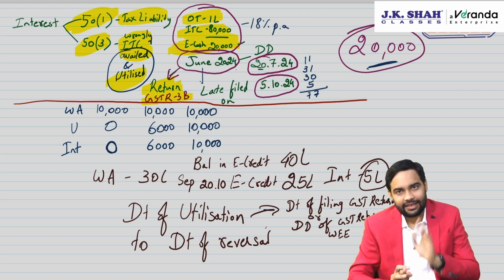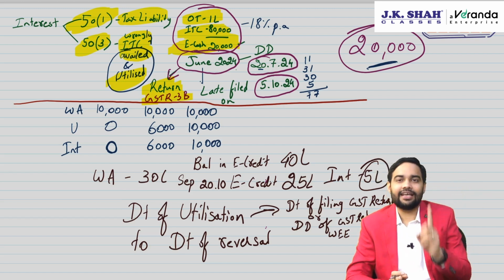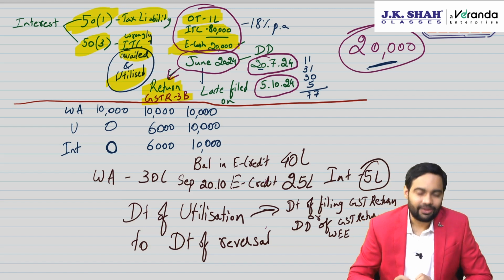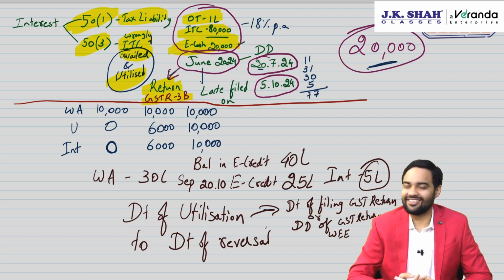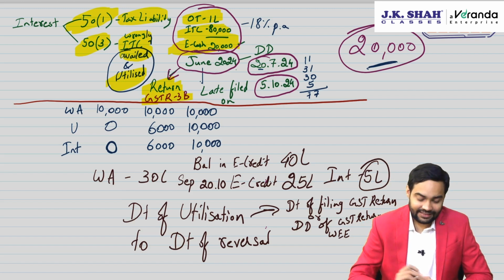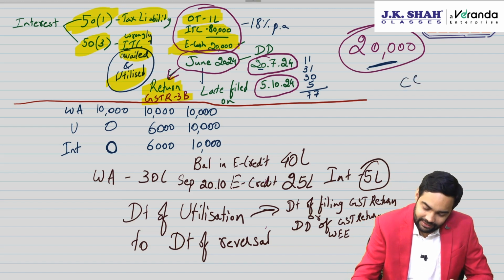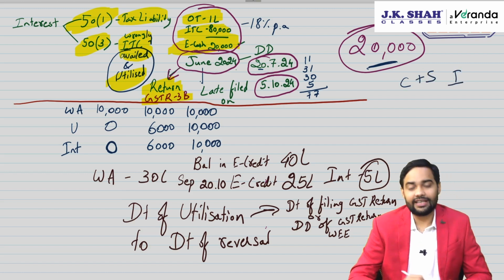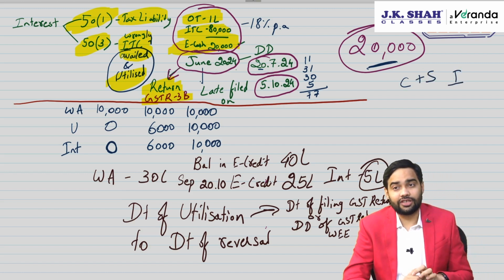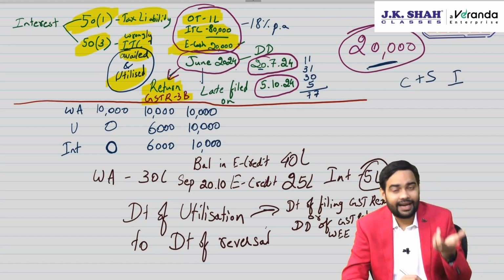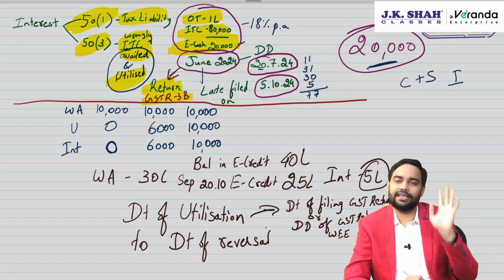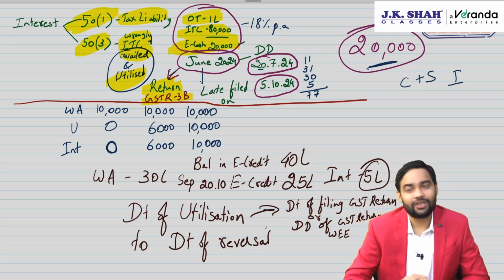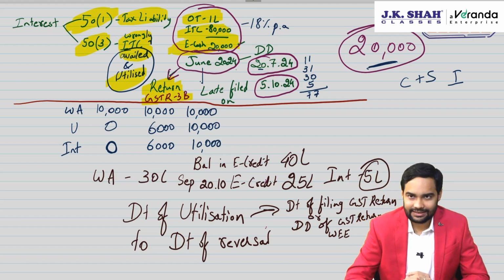June liability reported in some future month return, interest will apply on gross liability. And if I file the return after getting a notice under Section 73 or 74, then interest will apply on gross liability. Suppose I have wrongly paid C plus S instead of I. Then I realize that I have paid C plus S instead of I. Now I have to pay I and claim a refund of C plus S. Interest will not apply because I had already paid C plus S.